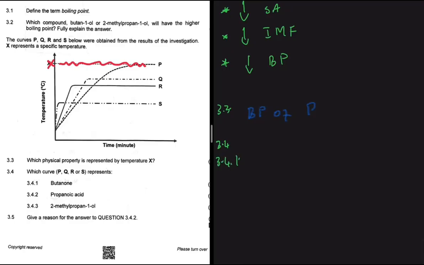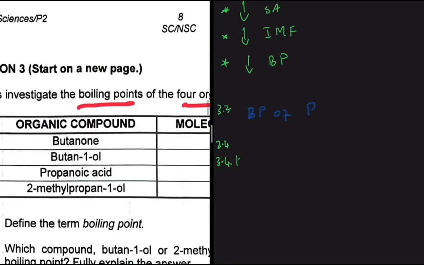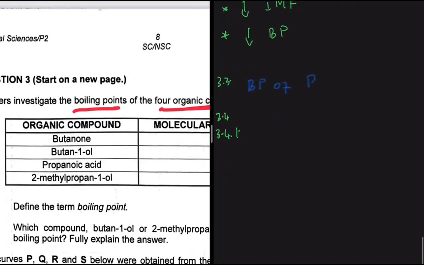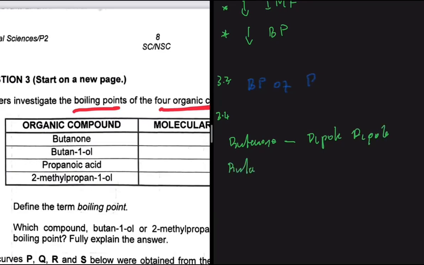Right, from our investigation. And then 3.4, so we have 3.4 and 3.4.1, which curve P, Q, R, or S represents butanone. So let's take a different approach. So the first compound we have here is butanone, right? So let me just say, before we answer 3.4.1, let's do this first. So we have butanone. And we know that the intermolecular force there is dipole, right? We have dipole. And then let's come to butan-1-ol. Yeah, the intermolecular force there is hydrogen bonding.